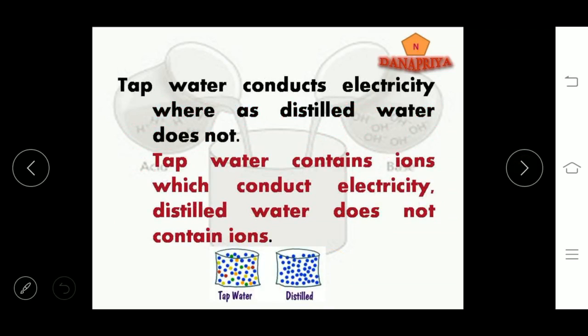Tap water conducts electricity, whereas distilled water does not. Tap water contains ions, so it conducts electricity, whereas distilled water does not contain ions, so it does not conduct electricity.